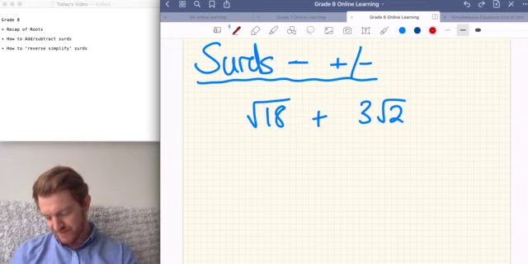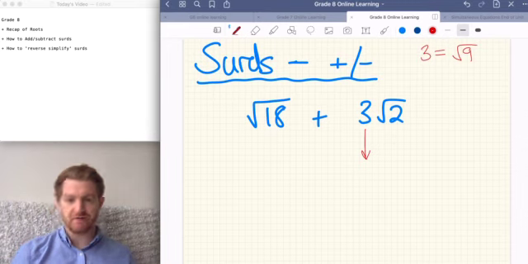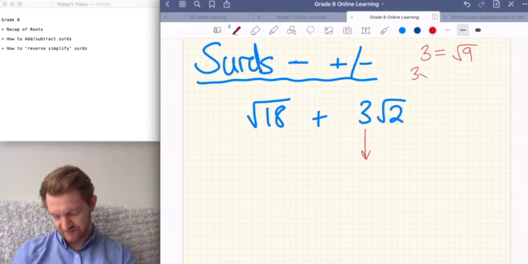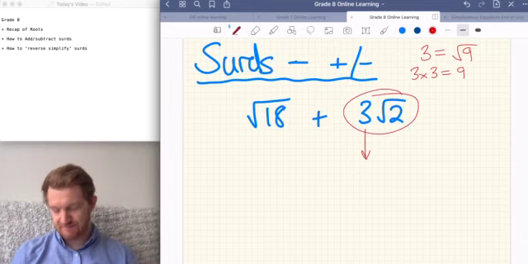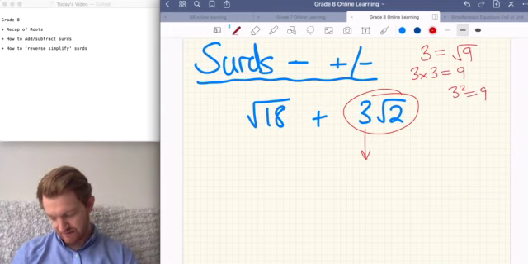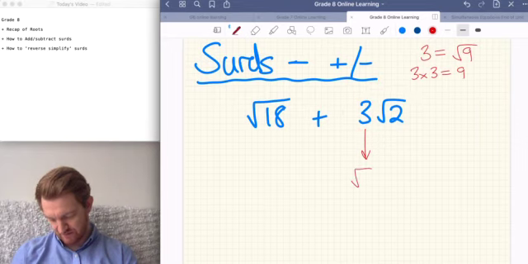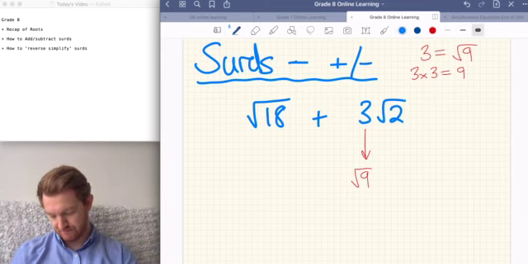So let's think about this 3. We know that 3, hopefully by now we've seen, is the square root of 9, because 3 times 3 is equal to 9. So when you have something like this, you can take that number in front and you can say, okay, well 3 squared is 9. So that 3 can be rewritten as the square root of 3. Sorry, square root of 9. Keeping everything else the same.